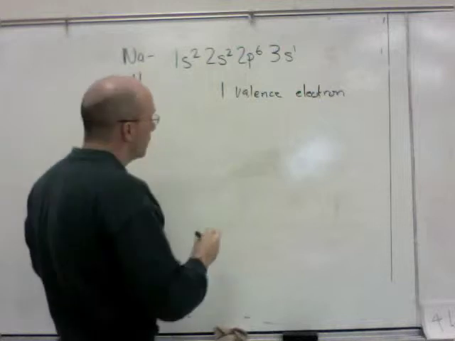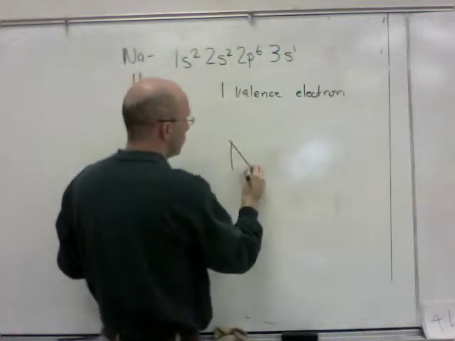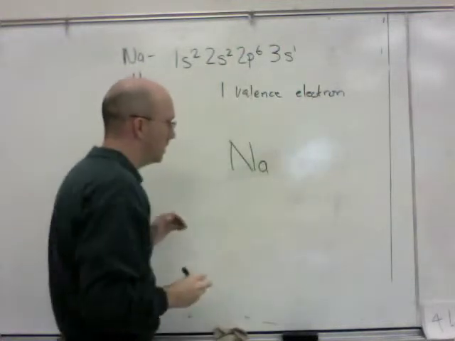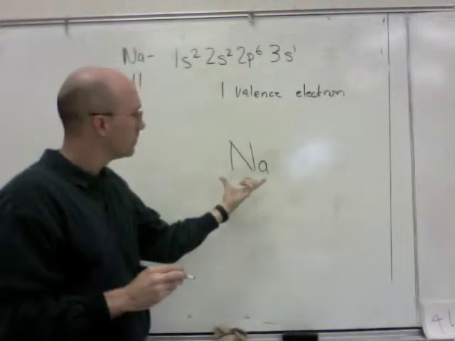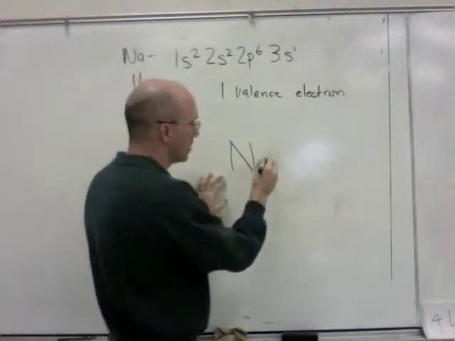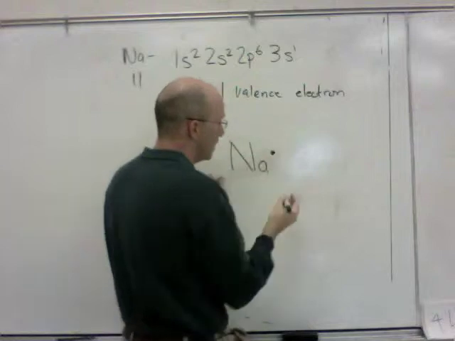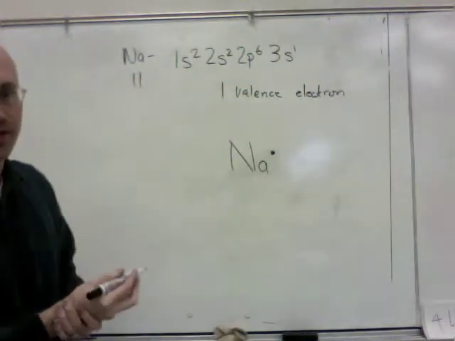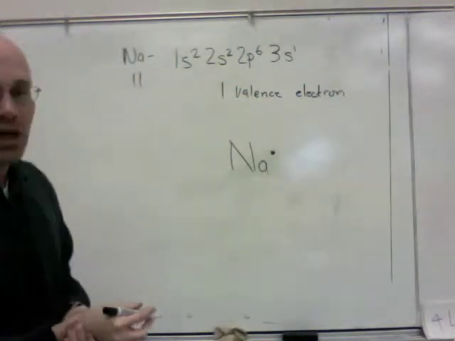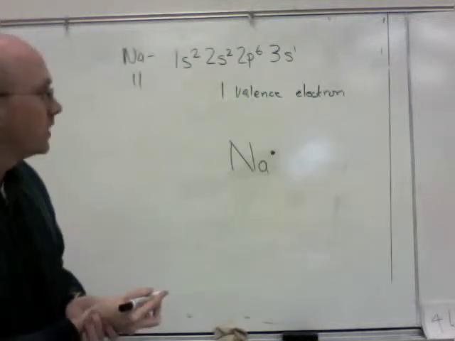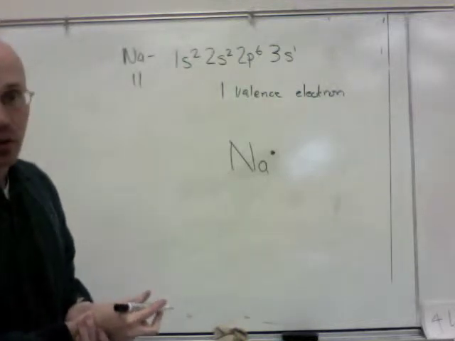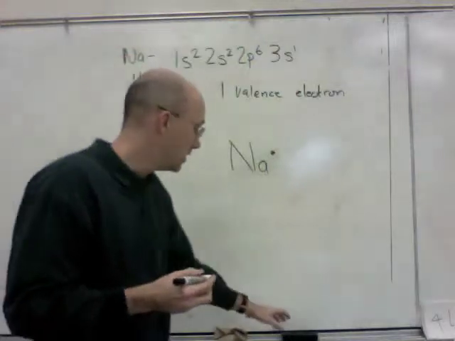The way you would do the electron dot structure for neutral sodium is you would use the symbol, and then draw a single dot to represent that single valence electron. This is an acceptable dot structure for sodium, but I want to point out that this is not the only way it could have been done.